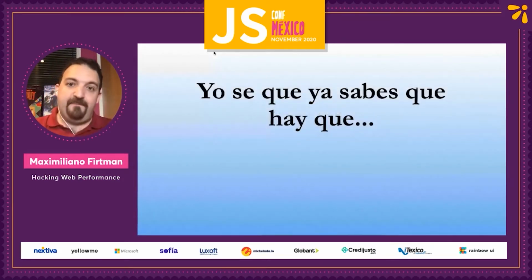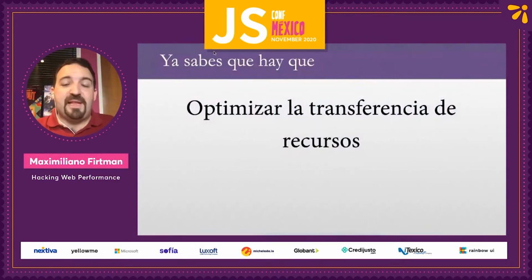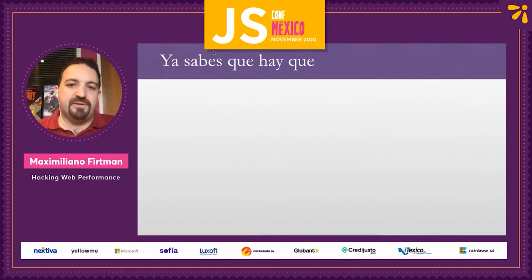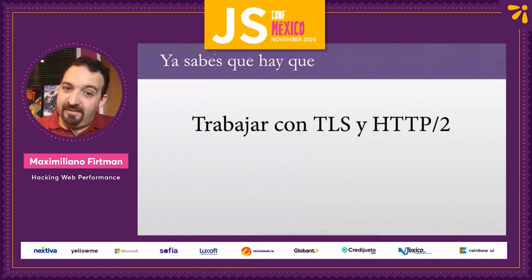And I know that because you are in this conference, we need to optimize resource transfer. We need to reduce the amount of files that we download from the server so that we can give that first paint. So we have to compress the HTML, the JSON, JavaScript, everything that is text needs to be compressed from the server side. So I know that you need to work with TLS and HTTP/2, and the site must be safe. This is basic today for every website.